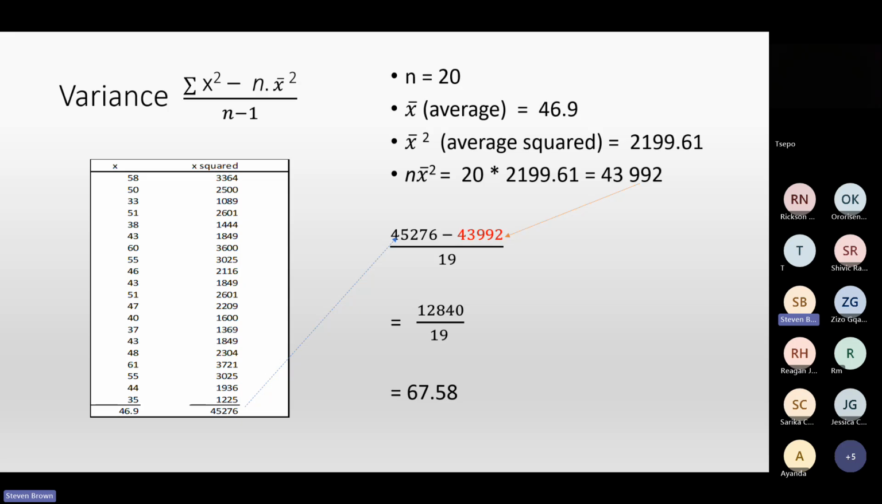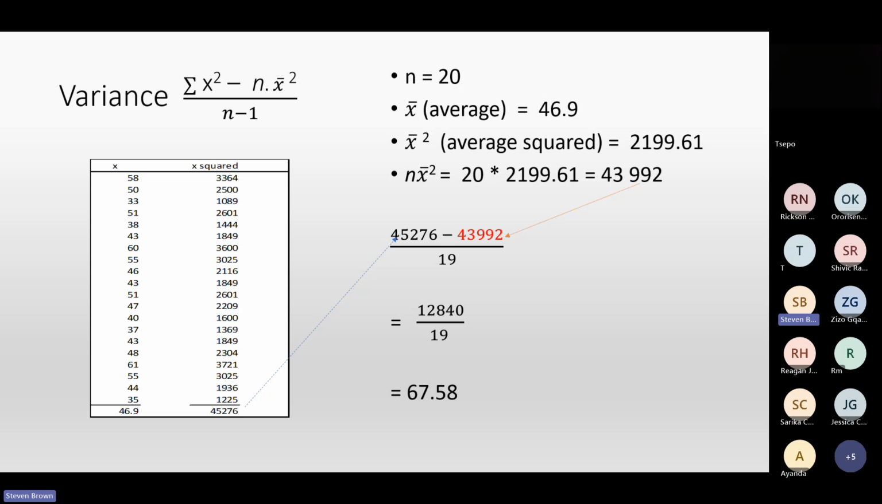So now I've done each step for you here, and what I'm doing here is multiplying it out for you. That 2199.6, the square, multiplied by 20 gives me 43,992. That's my numerator, divided by my denominator, which is 20 minus 1, which is 19. In your case, and some of you are going to get irritated, but I'm going to keep saying it, it'll probably be 11 minus 1, which is 10. Get to that number. That number, class, is 67.58.